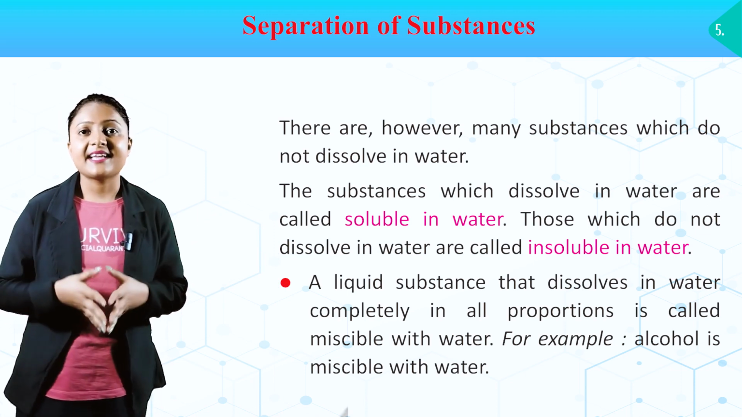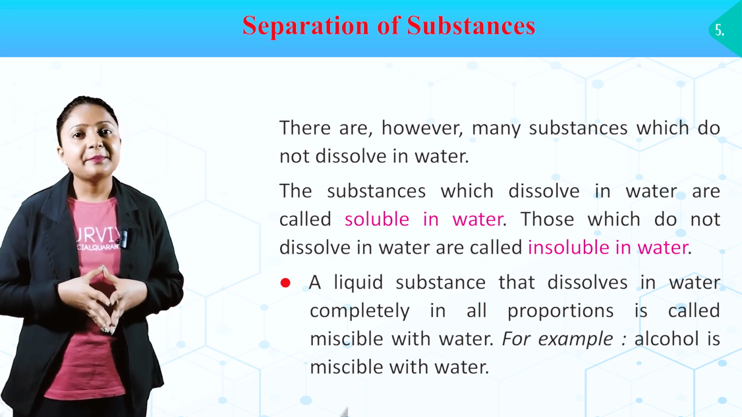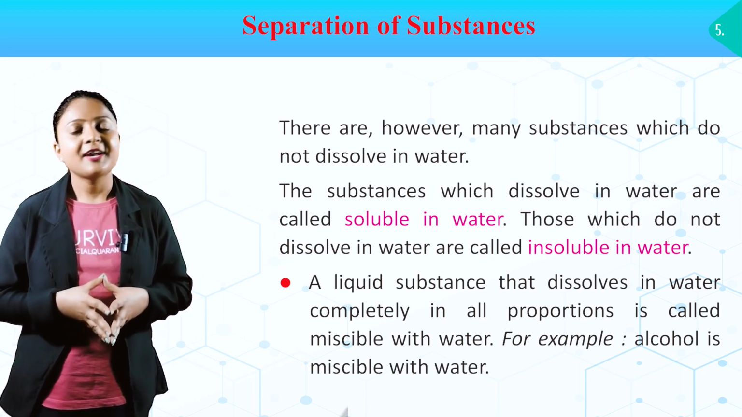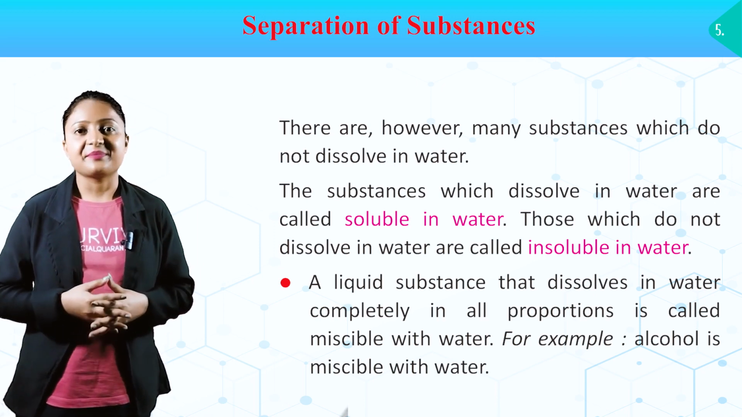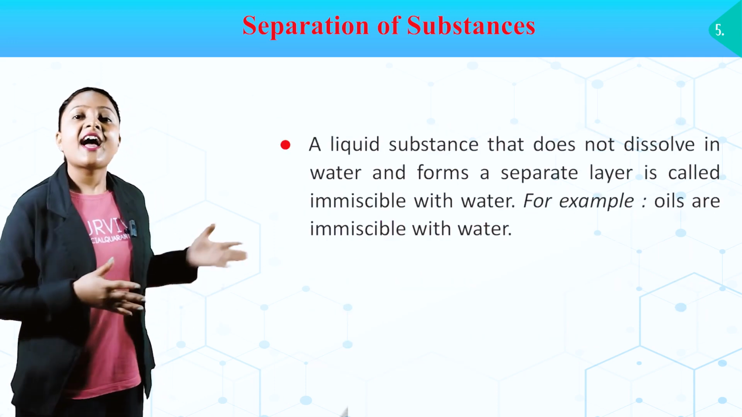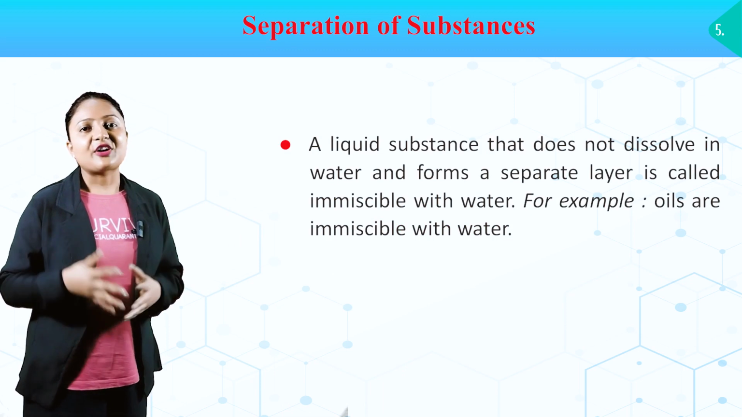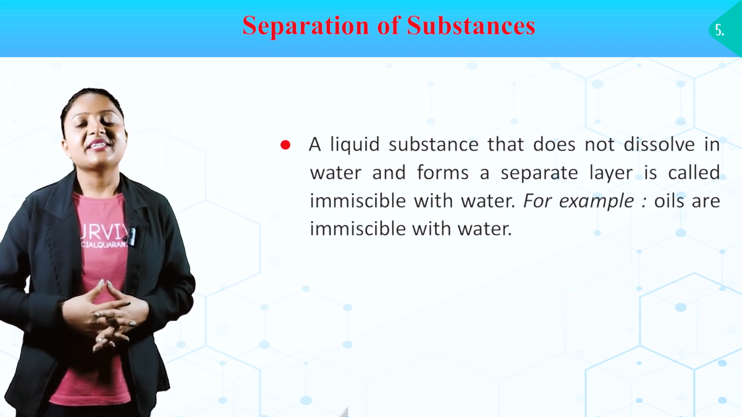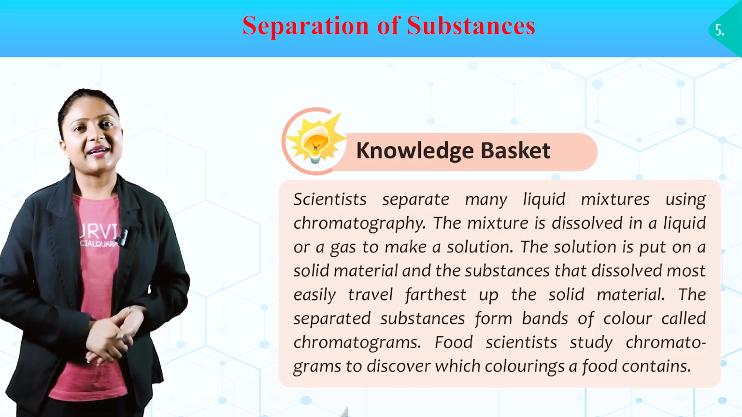A liquid substance that dissolves in water completely in all proportions is called miscible with water. For example, alcohol is miscible with water. A liquid substance that does not dissolve in water and forms a separate layer is called immiscible with water. For example, oils are immiscible with water.